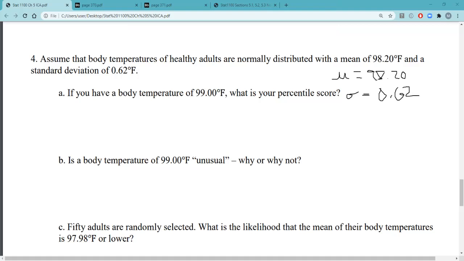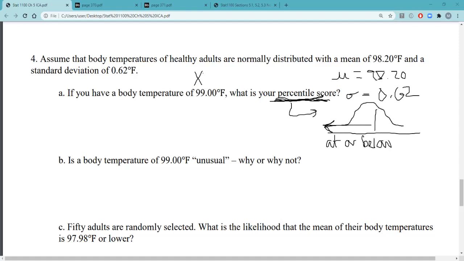In the first question, it says if you have a body temperature of 99.0 degrees Fahrenheit, what is your percentile score? So we know here that that 99 is our individual value x. Percentile, as we mentioned in that last video, is looking for the percent of data that is at or below a specific z-score or a specific value.